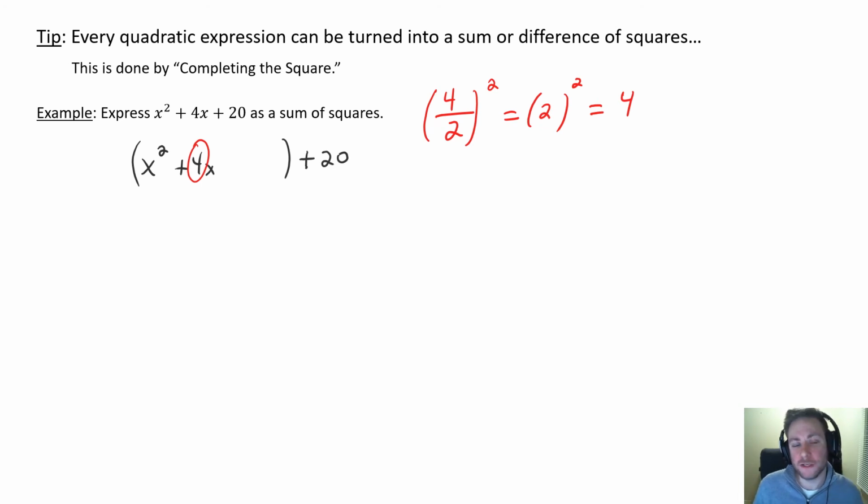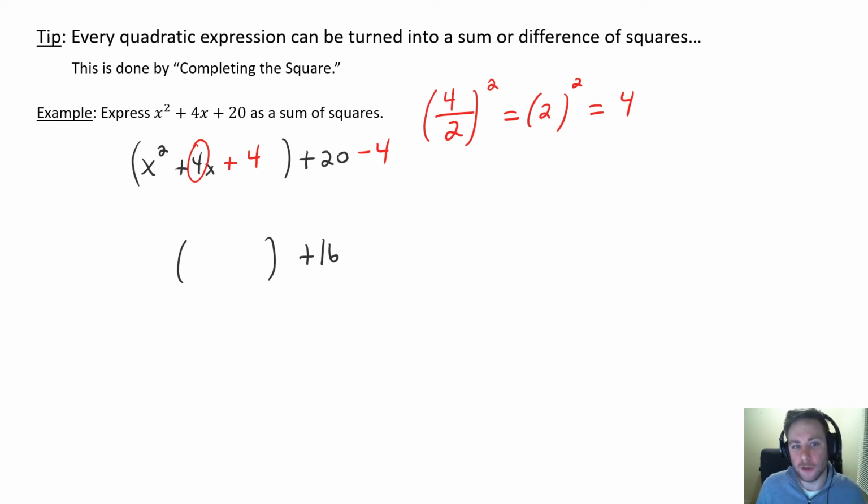And since the resulting value is 4, I'm going to add 4 inside these brackets. But I can't just add 4 without expecting to change the function. So I also need to subtract 4, which I'll do outside the brackets, to cancel out the change that I just made. If I do both of those things, adding and subtracting 4, then I haven't really changed anything. Now, outside the brackets, 20 minus 4 can be simplified to plus 16.